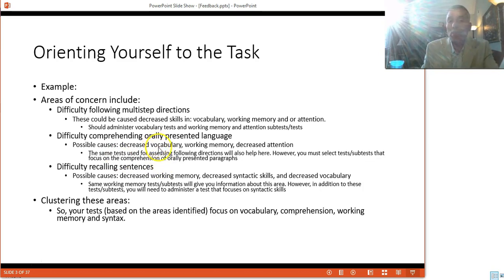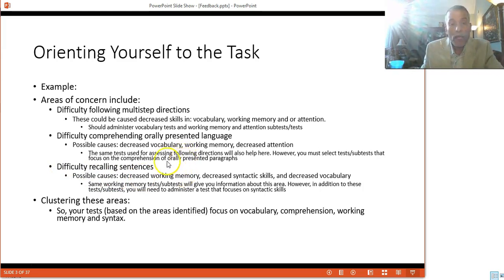Of course, you are going to administer the same vocabulary test. You are going to use the results to interpret comprehension problems, multi-step directions, and also recalling sentences, because vocabulary is a factor that can cause any of these. We are not saying that in this case it does, and this is why you evaluate. You want to confirm. So vocabulary testing here is a must. And typically in any language evaluation, vocabulary is almost a standard.